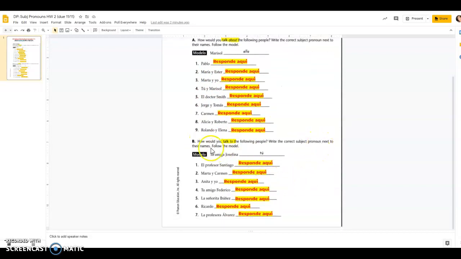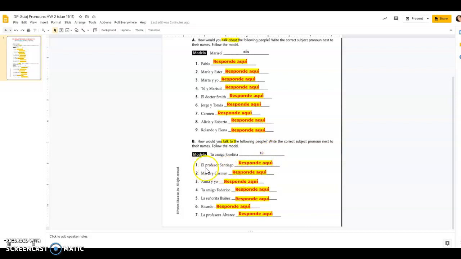And then part 2 says, how would you talk to the following people? Write the correct subject pronoun next to their names. Follow the model. So, tu amiga Josefina, your friend Josefina, you would use tú because it's your friend. You informal. Remember, you're talking directly to them.